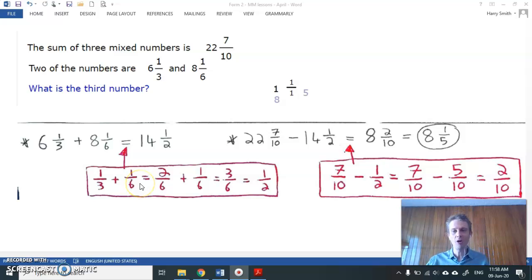Now, I've used a shortcut here, boys and girls. You can use a shortcut if you want, you don't have to. If you want to, you can convert them to improper fractions and go through that technique. But the easiest way is your 6 plus your 8 is 14. 1/3 plus 1/6 is a half. It's nice and easy.